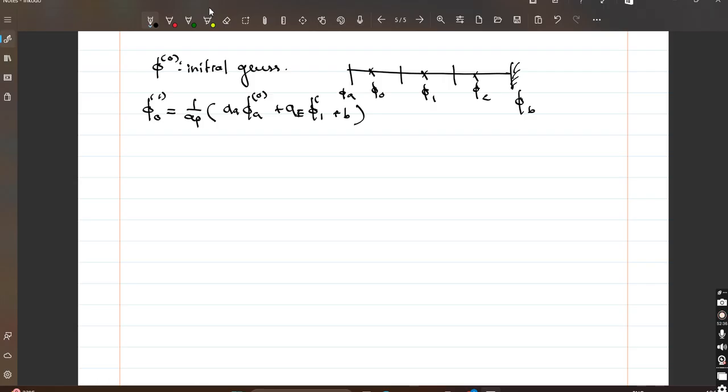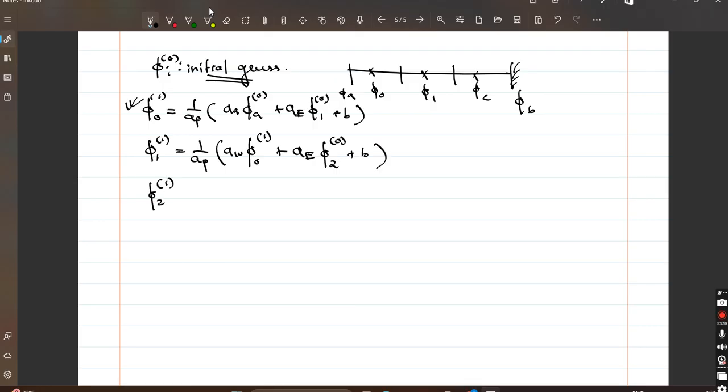These values we do not know, right? These are all guess values. So all the superscripts with 0 will be the initial guess. So we solve this phi 0 with the initial guess. Now comes phi 1. It will be 1 by ap times aw times phi 0, but here we have the phi 0 at the first iteration, so we will use that. And ae times phi 2, this we don't know, this will be phi 2 superscript 0, plus b. Now again phi 2 at iteration 1 will be 1 by ap times aw phi 1 at iteration 1, and ae will be phi b. This will be constant because of the boundary condition.